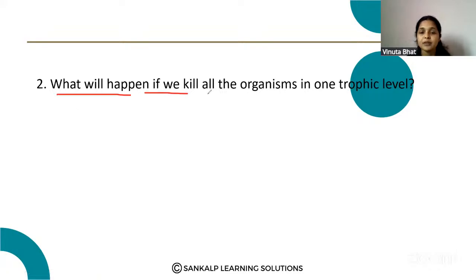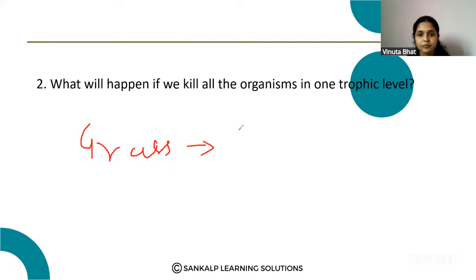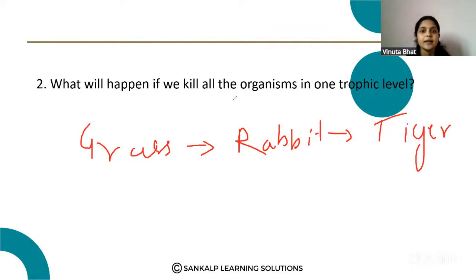What will happen if we kill all the organisms in one trophic level? So let us take the food chain here. Grass, then rabbit, then tiger. So this is one food chain, right? Here, what will happen if we kill the organisms in one trophic level?